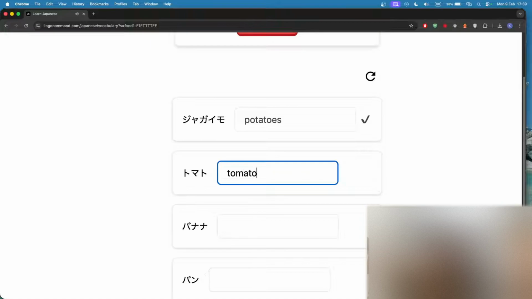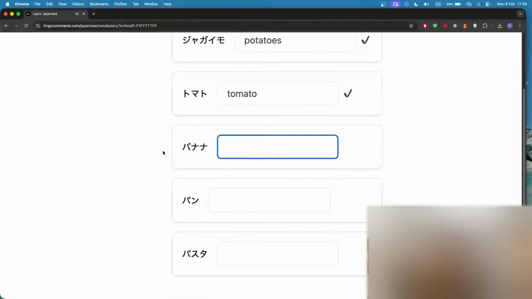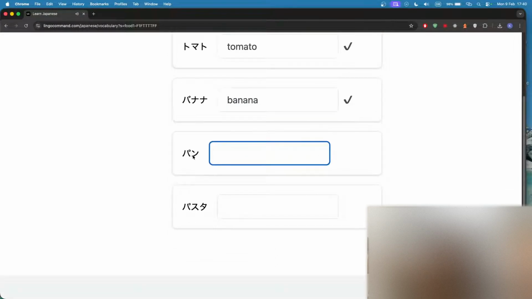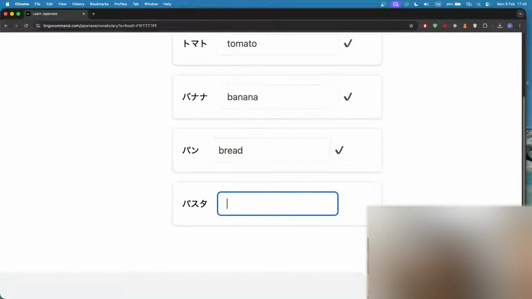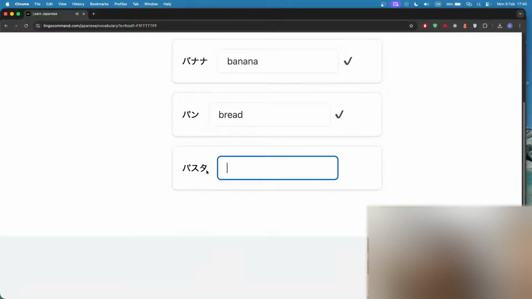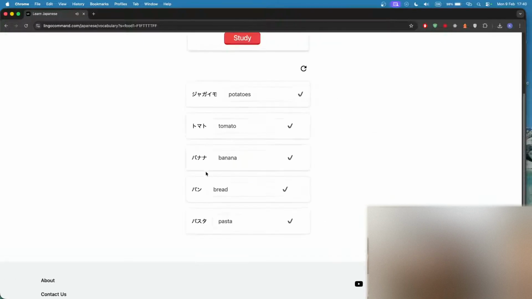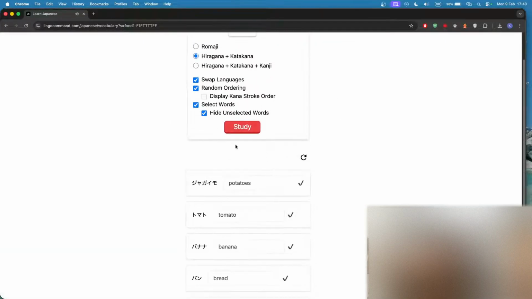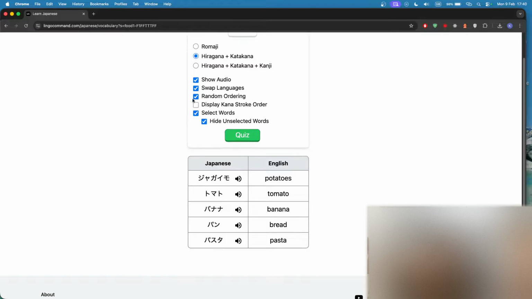Potatoes. This is tomato. This is banana. That's self-explanatory, it's banana. And pan comes presumably from the French word for bread. And this is in katakana, so we know it's a loan word. So this is just bread. And pasta, once again katakana, it's a loan word, so that's pasta. So that was a bit of a trivial exercise so far.